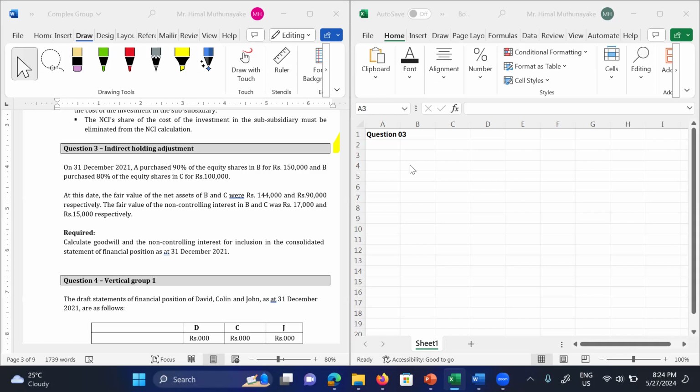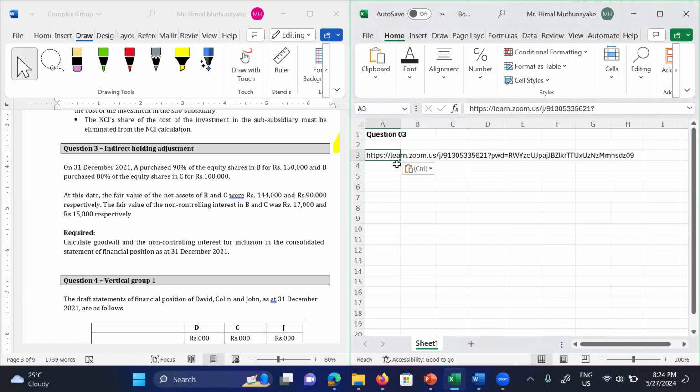Okay, I'll do the question, right? So I'm having the working here. Working one, consolidation working.